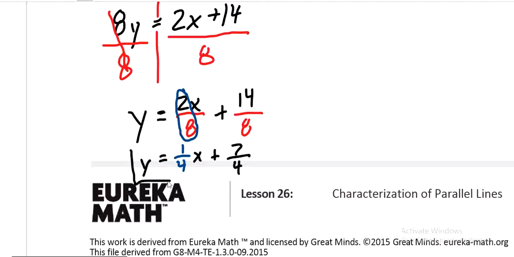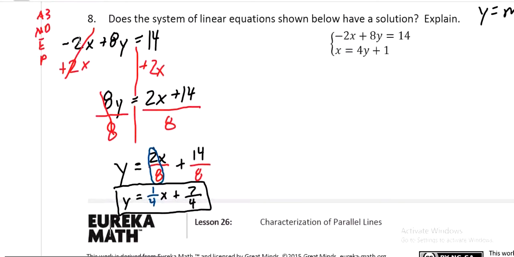So there we go. We have our first equation. Our top equation, we got into y equals mx plus b. So negative 2x plus 8y equals 14 is this equation right here, y equals 1/4 x plus 7/4 in y equals mx plus b terms. Now we're just going to find out what the other equation is.